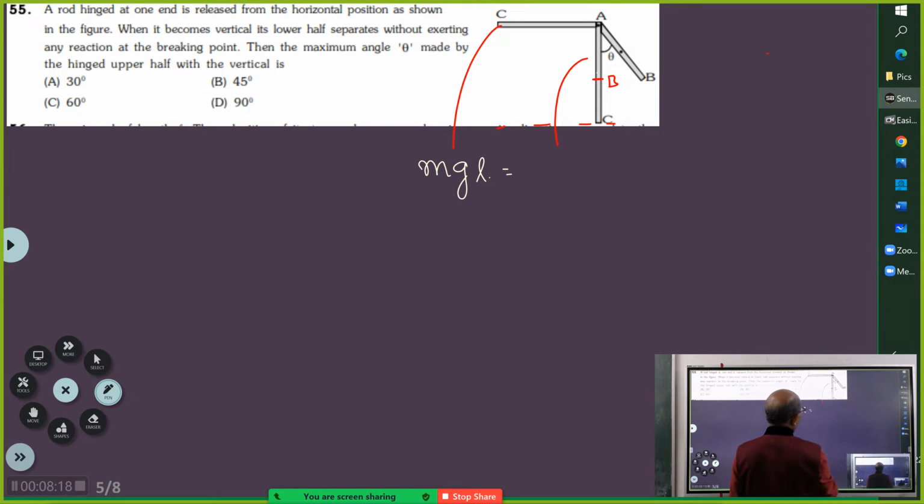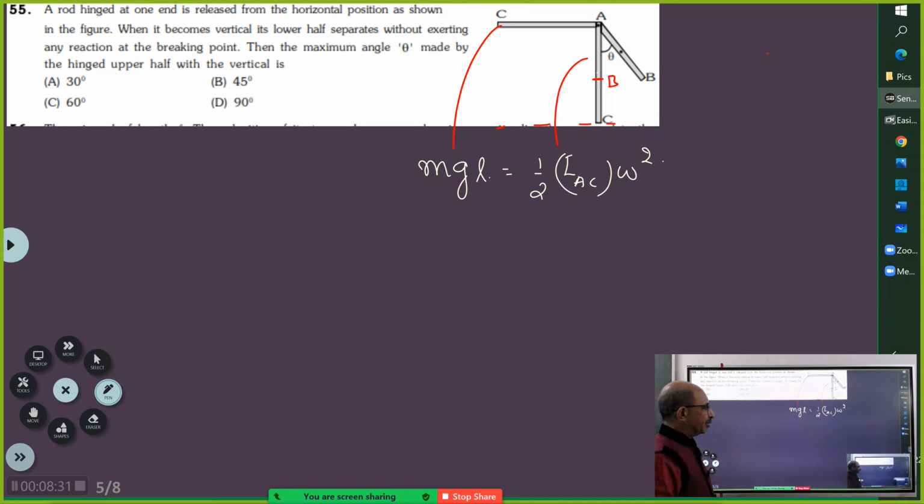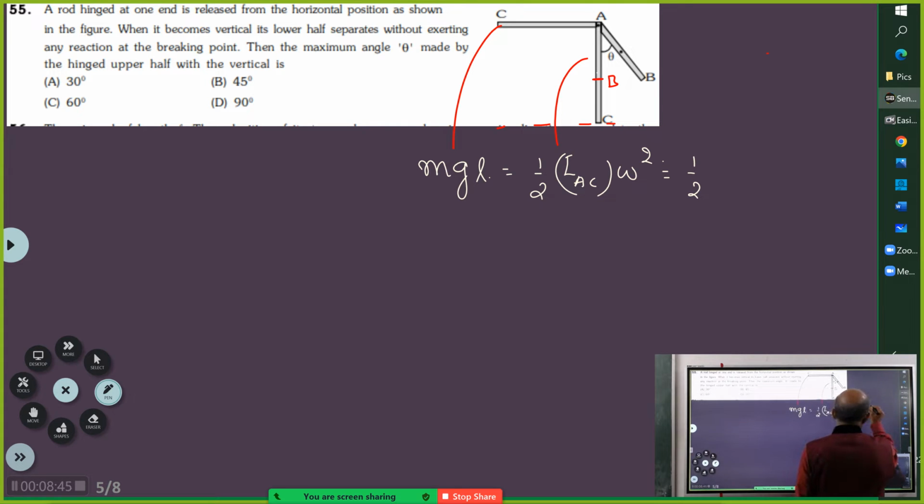And at this position, what will be the energy? The energy will simply be half I of AC into omega square. Correct? Now don't interrupt in between, unless I ask. So what is IAC? You have got IAC here.